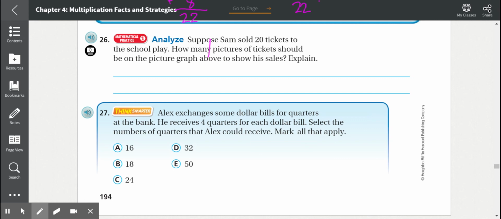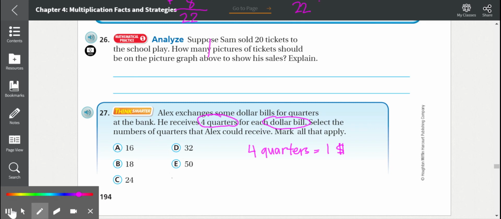So let's see this. Alex is going to the bank and for every 4 quarters, he gets a $1 bill, right? Because 4 quarters equals $1. So we want to know if he goes to the bank and he's giving the cashier quarters, how could he get back $16? Could he get back 18, 24, 32, or 50? So what we're thinking here is multiples of 4, and we'll definitely do this together.